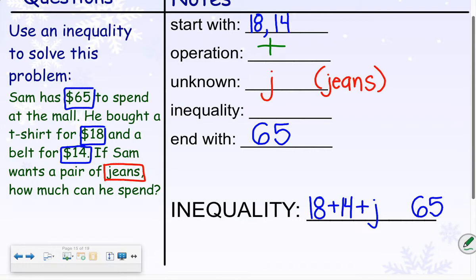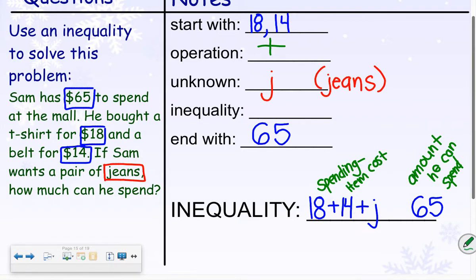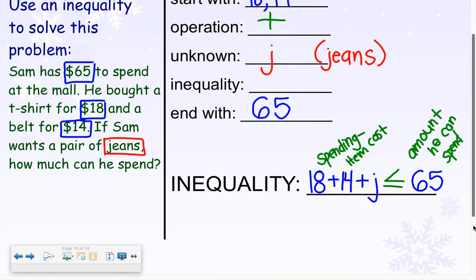So this right here is the amount he can spend. This is how much he is spending, or the cost of the items. So we'll say item cost. So you have to think about it. Can his items cost more than the amount of money he has? So he has $65. He cannot spend more than $65. So the cost of his items has to be less than the amount of money in his pocket. So it has to be less than or equal to.